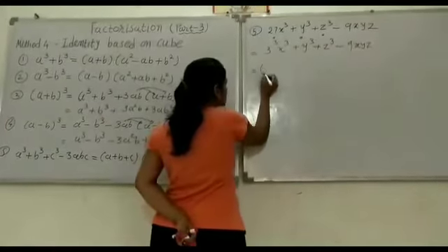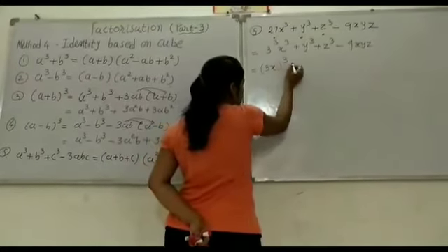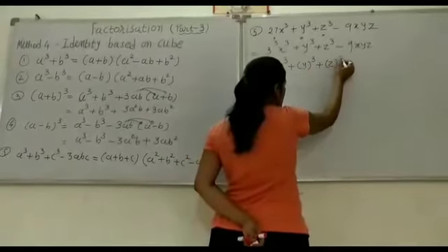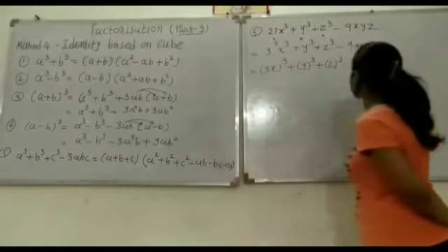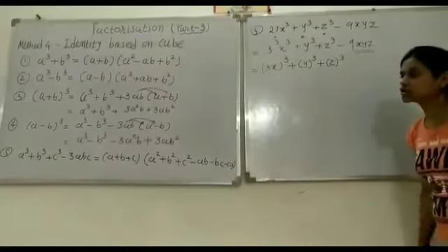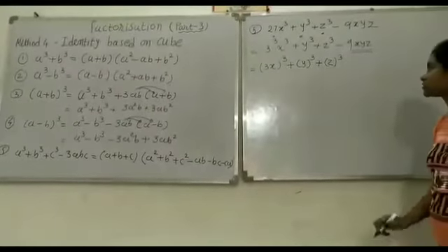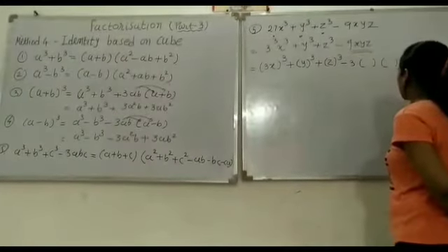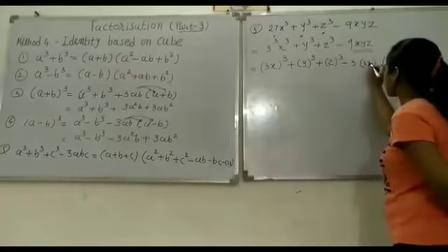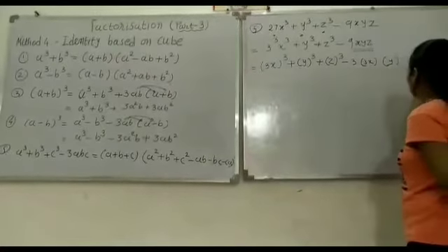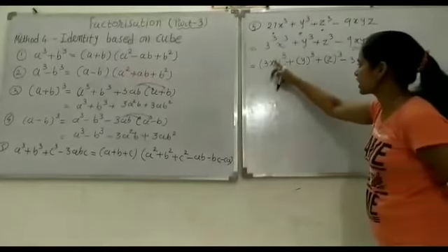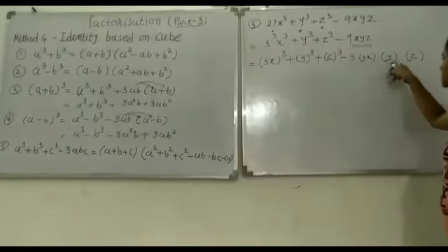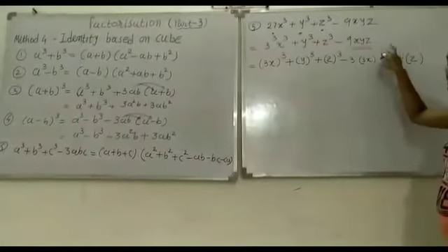Now this becomes 3x whole cube, this becomes y whole cube, this becomes z whole cube. Now you convert this according to our identities. So our identity is minus 3 times ab, so you can write minus 3 times first, second and third. So your first is 3x, second is y and third is z. So this is a cube plus b cube plus c cube minus 3 times abc. Look, 3 3s are 9xyz.